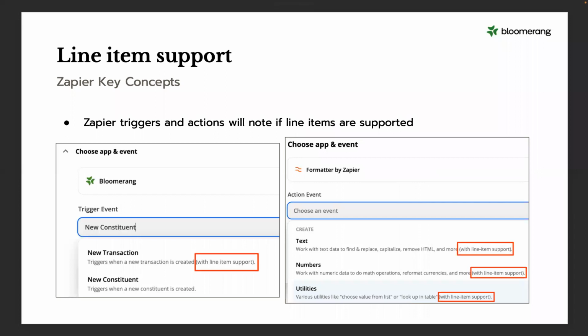The description for a trigger or an action will identify if it supports line items. And as we discussed earlier, if you're dealing with line items and you need to do a lookup table, we recommend using Formatter by Zapier and not Google Sheets, because Formatter by Zapier provides line item support in that lookup table, and the Google Sheets Lookup Spreadsheet Row does not.